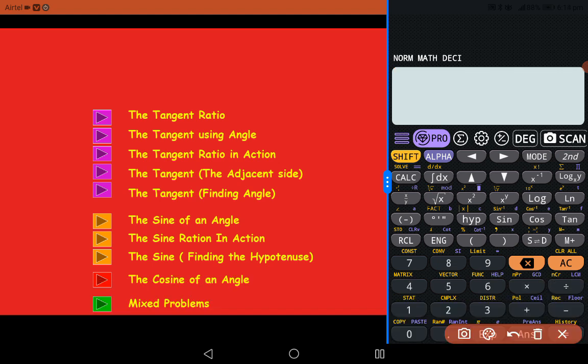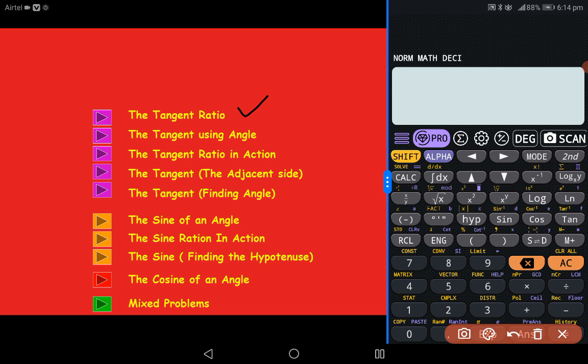We are going to look at concepts such as the tangent ratio. So by the end of the topic, you should be able to carry out problems involving the tangent ratio. We are going to define tangent in the lesson. All right. You should be able to use the tangent ratio to calculate. You should be given a particular angle in degrees, and you should be able to find the tangent of that angle.